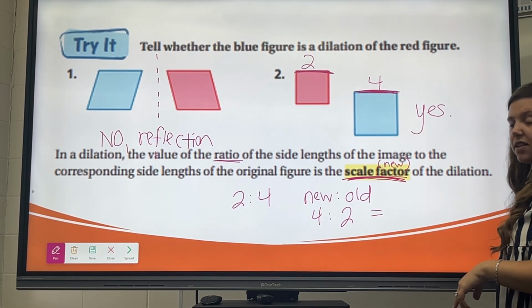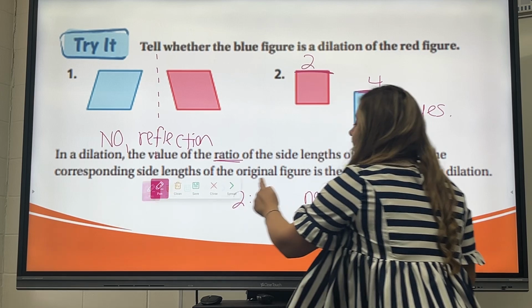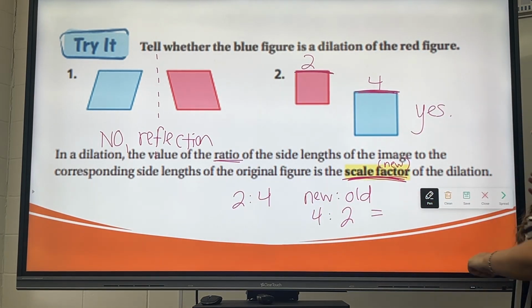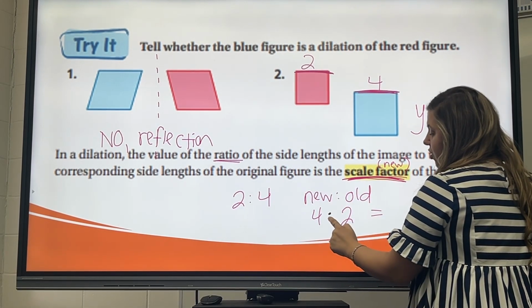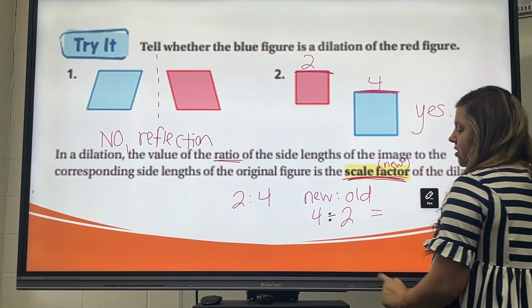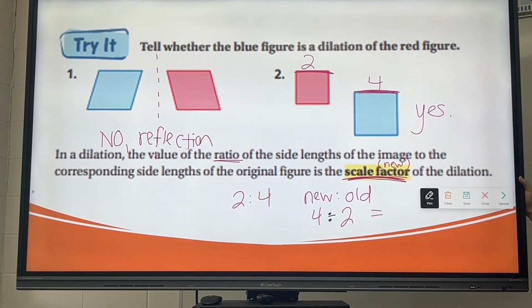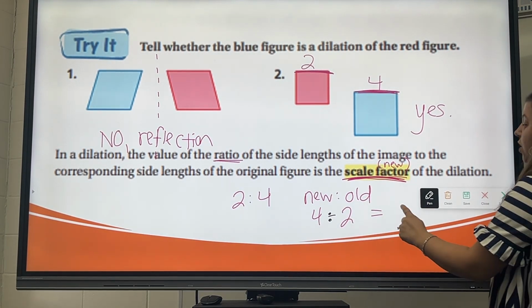Now this is something that the 7th grade honors class is learning currently. They're learning how to find the value of a ratio. This is something that you should have done in a previous year's class, but I'm going to tell you, to find the value, you can just look at this as if it's a division symbol. You're doing 4 divided by 2. 4 divided by 2 is 2.